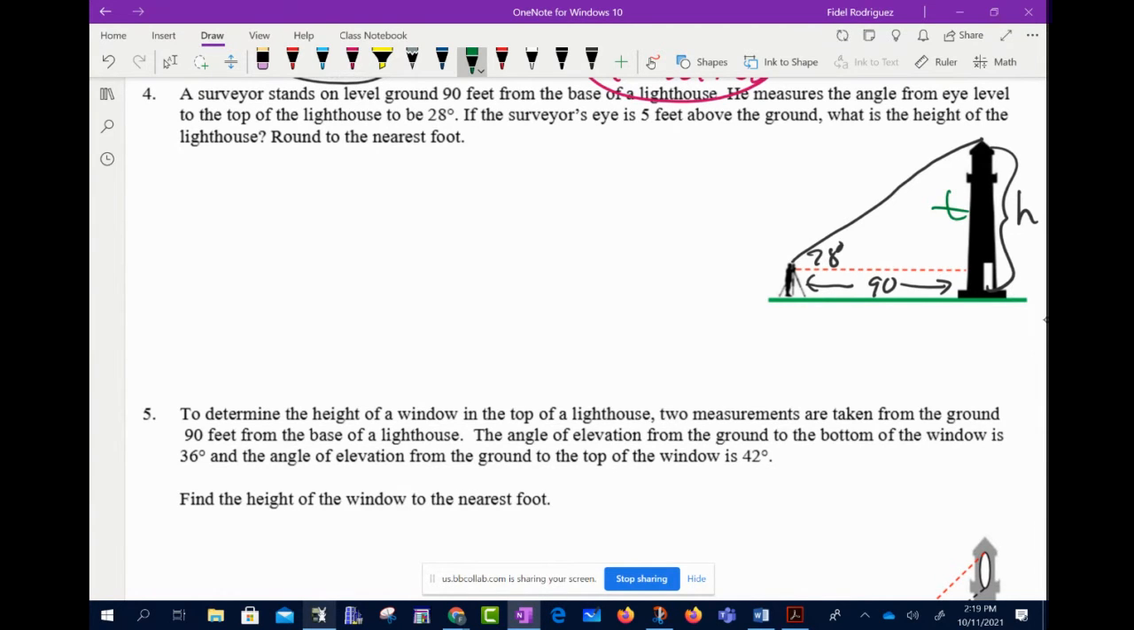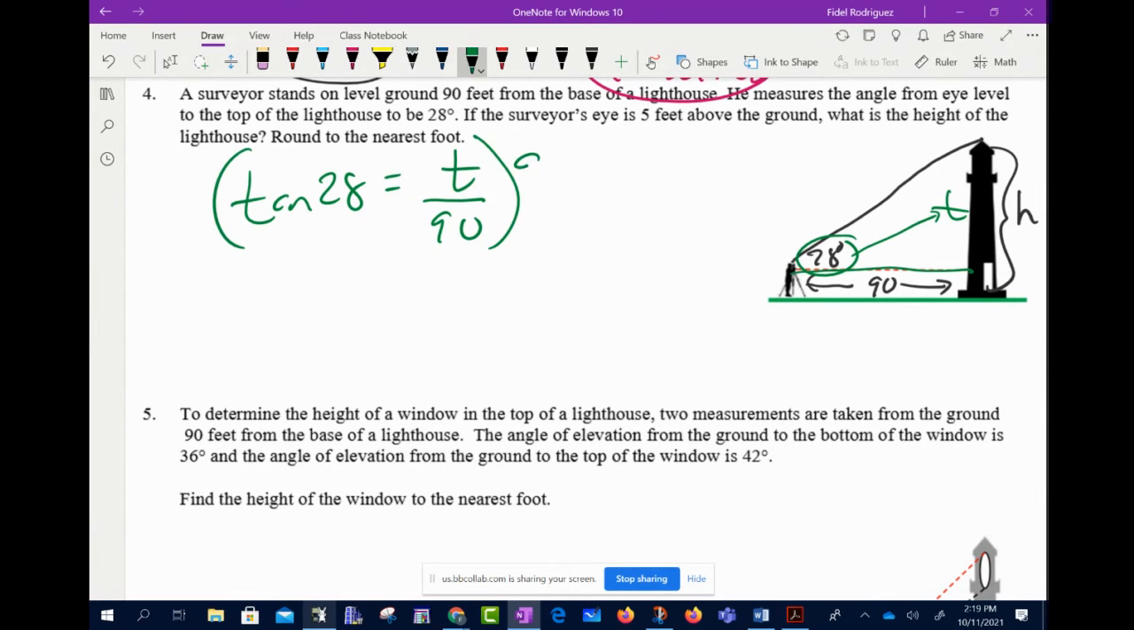Let's pick T. Couldn't we say the tangent of 28 is the opposite over the adjacent? So I would say the tangent of 28 is equal to T over 90. So we can multiply both sides by 90. This is 90 times the tangent of 28 is equal to T. And then we could solve for T, right?